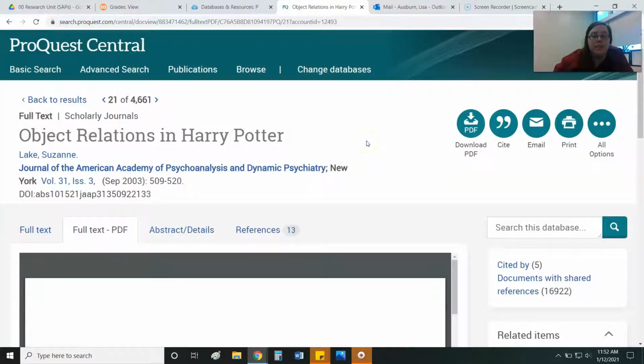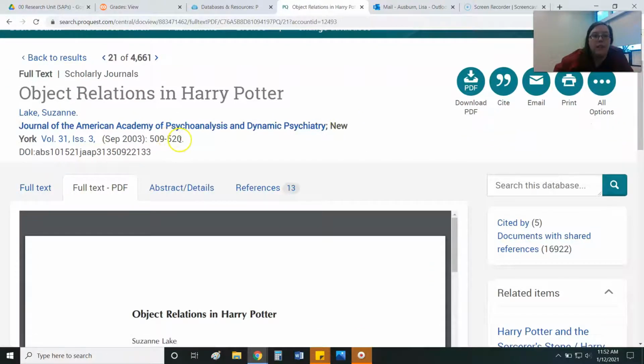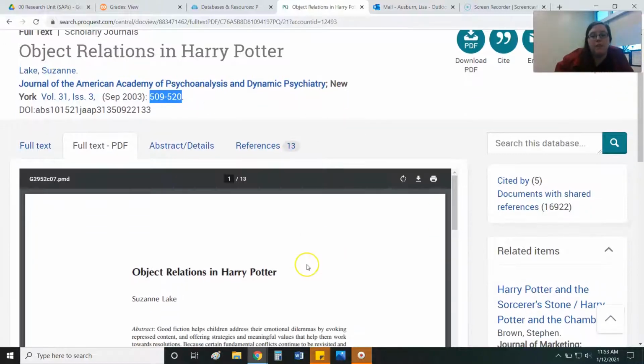How many pages is the article? A couple of things you can do to figure that out is you can either do a little bit of math. The information I'm highlighting here, below the journal title, on the third or fourth line or so, after the year, you see 509-520. That's the page range. That means that in the Journal of American Academy of Psychoanalysis and Dynamic Psychiatry, if you went to this volume and this issue, on page 509 is where you would find the beginning of this article.